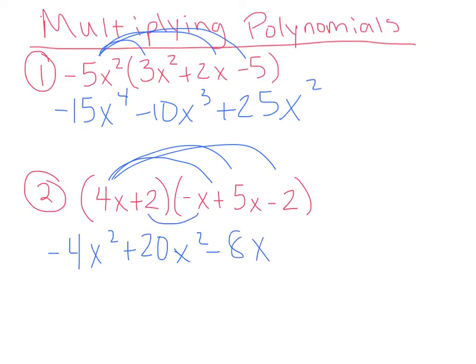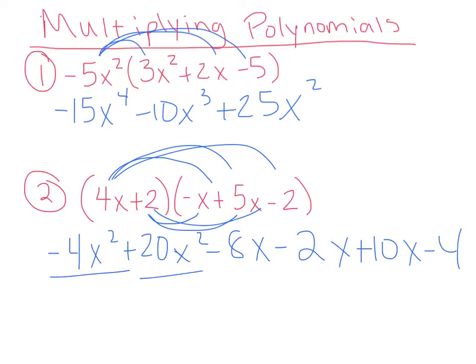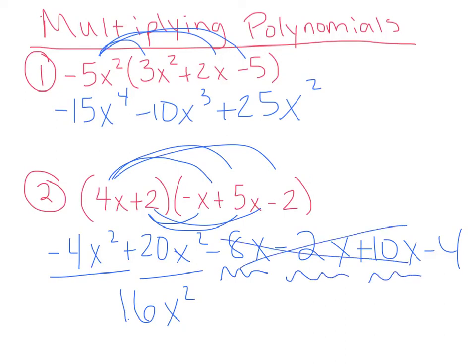And then you take your 2 times everything. So 2 times negative 8x is negative 2x. 2 times 5x is 10x. And 2 times negative 2 is negative 4. Okay, and then last but not least, just make sure you go back and combine your like terms. So you have your 2 separate x to the second, so put those together. Negative 4 plus 20 makes 16x to the second. You have negative 8x minus 2x, which is negative 10x, plus 10x, so those all cancel. And then all you have left is your negative 4.